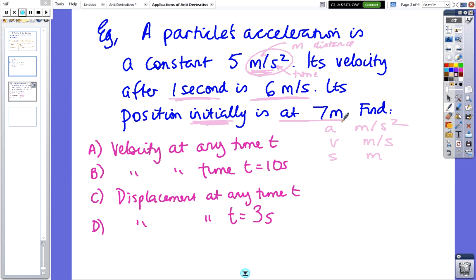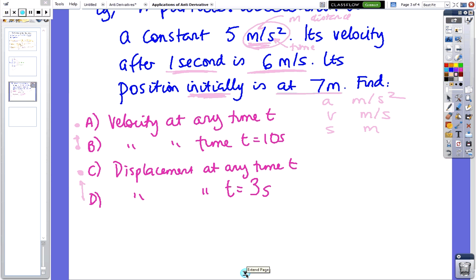What we have to do is find the velocity at any time, and then the velocity at a particular time. So we're going to find the formula and then use the formula that we create. Copy that question because I'm about to move up a little bit. Change colours. Go brown.